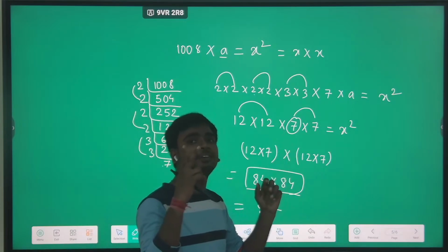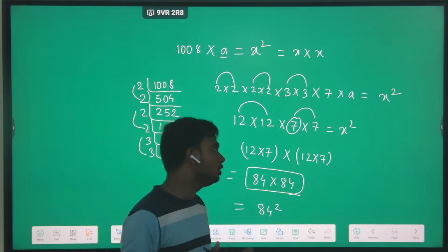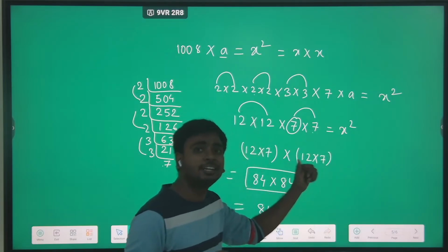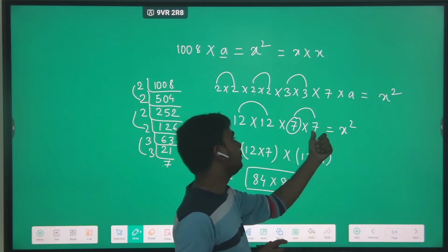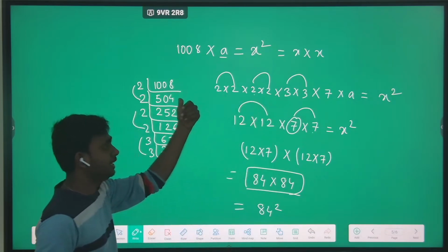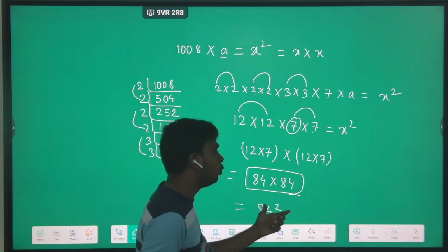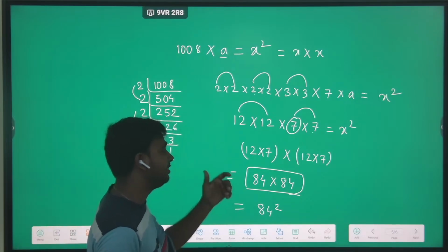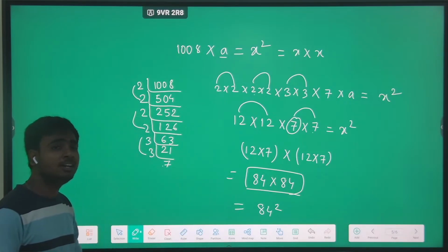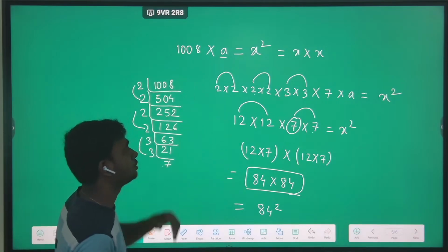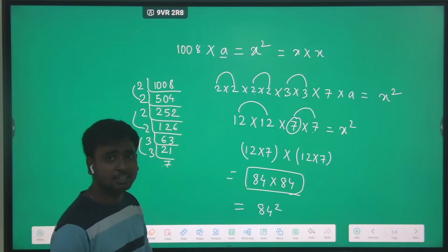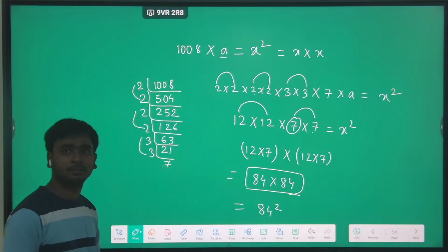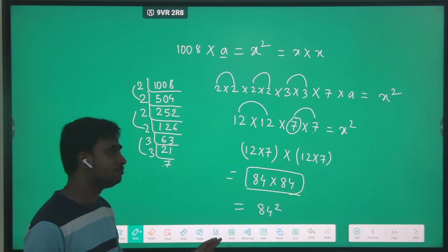Okay, so we were requiring two numbers of that same type. So instead of a, what have we written? We have written 7. When 7 was multiplied to this 1008, it will give 84 whole square, a perfect square. So we will write 7 is the smallest natural number which, when multiplied with 1008, will give a perfect square, and the perfect square will be 84 whole square. Okay, are you getting it?